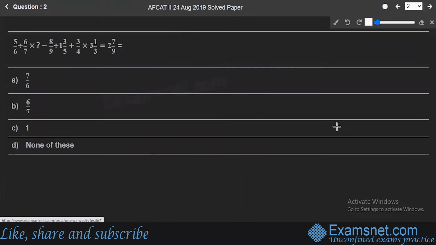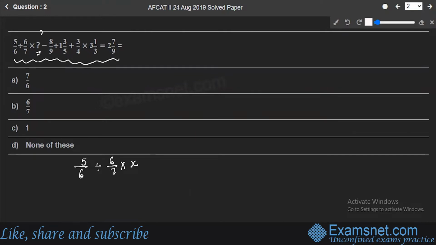Question number 2. In this question, you are given an algebraic equation, so you just need to solve it. 5 upon 6 divided by 6 upon 7 multiplied by question mark. I'm putting x instead of this question mark. This is minus 8 by 9 divided by, I'm converting this mixed fraction into an improper fraction, 8 upon 5, plus 3 by 4 multiplied by 10 upon 3 is equal to 18 plus 7, which will give you 25 upon 9.